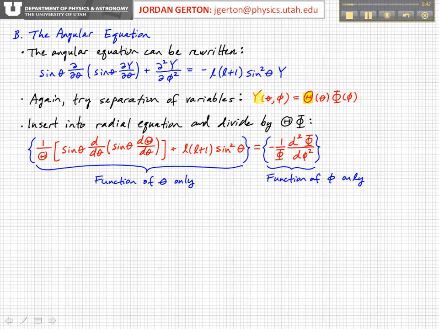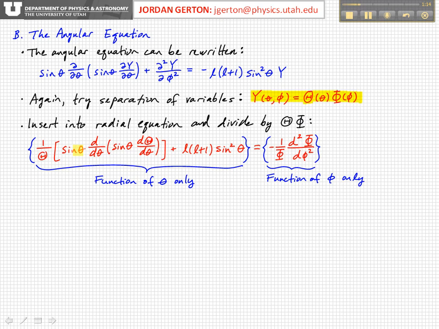Okay, so we do the separation of variables, and then we plug that expression for Y into the Schrodinger equation, the part of the Schrodinger equation which is just the angular part, the angular equation, and then we divide by the product theta phi. That is, we divide by Y. Okay, and this is what we end up with.